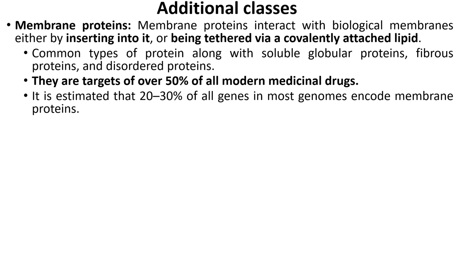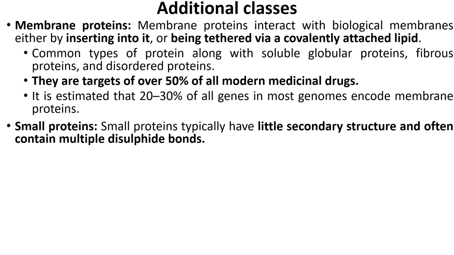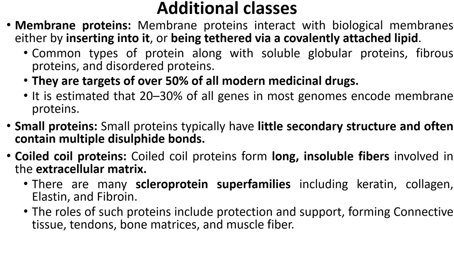So that is one class. Another class is called small proteins. Small proteins typically have little secondary structure and often contain multiple disulfide bonds, meaning they will have more cysteine amino acids. Then we have coiled proteins. This is not a true class, I have told you already. Coiled proteins form long insoluble fibers involved in the extracellular matrix. There are many such superfamilies including keratin, collagens, elastin and fibroins. The roles of such proteins include protection and support, forming connective tissue, tendons, bone matrices and muscle fibers.